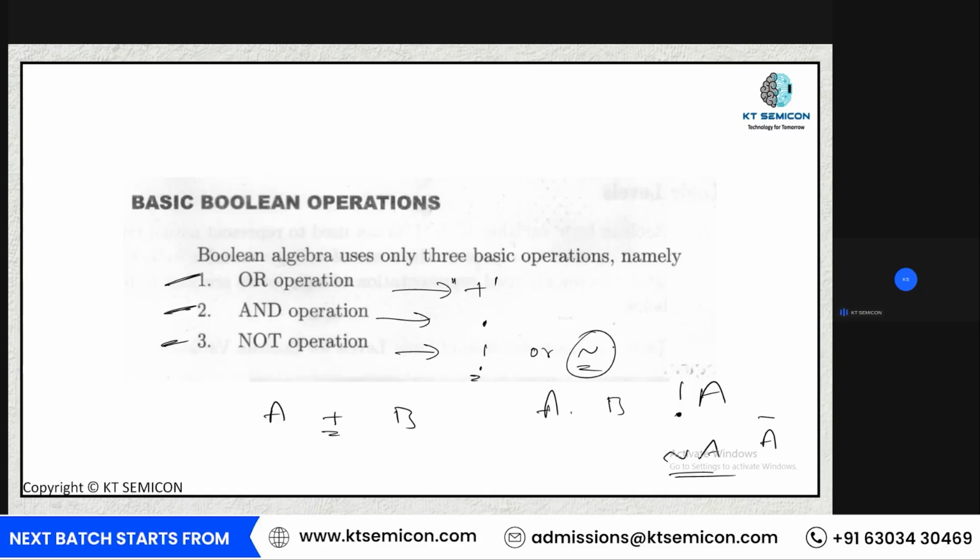Now, this symbol is basically used in coding. This is the Verilog coding symbol, and normally we use it with a bar. A bar is also used in Verilog coding.